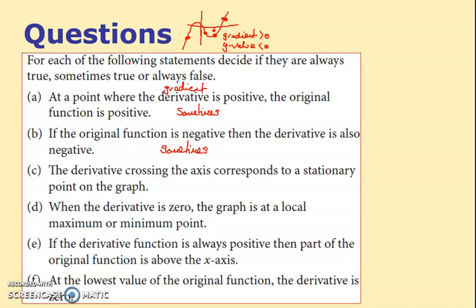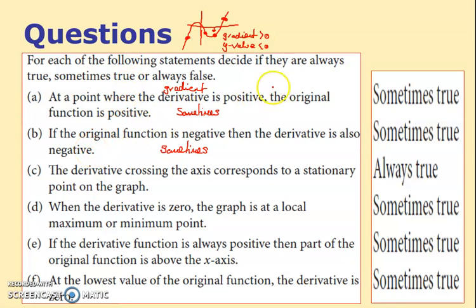Okay, I think you've probably paused it and done the questions by now. If you haven't, quickly do please. Here are my answers. Well, I say mine, I haven't looked at them either. So sometimes, sometimes, always, sometimes, sometimes, sometimes. All right, I hope you didn't say never on any of them.